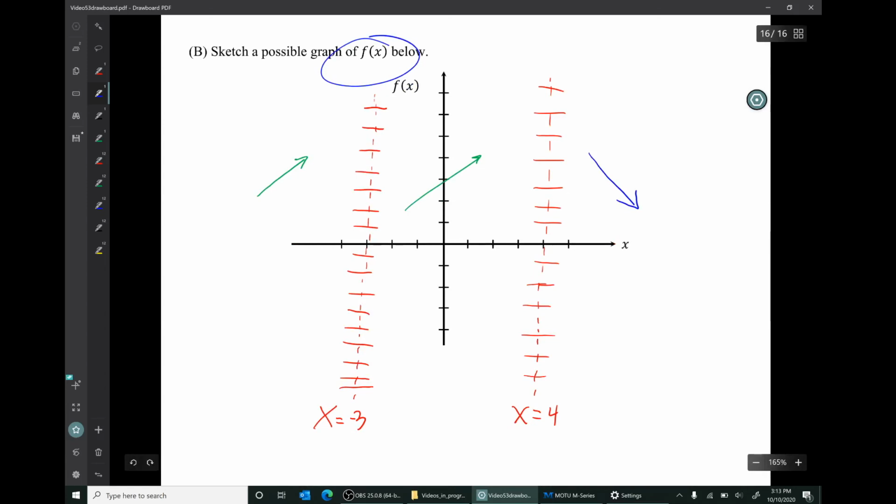So we can draw one possible graph just by following those instructions. We have a graph that is coming up. It's got to fly through these Venetian blinds horizontally and then start going up again and then be horizontal and come back down. So there's an example of a graph of f that does that.